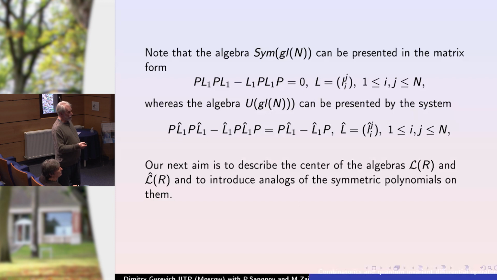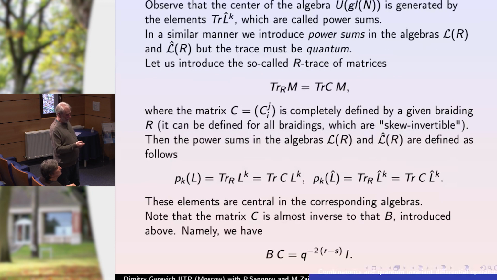Okay, so I say once more that these two algebras are analogs of these two algebras. But now our next aim is to introduce an analog of symmetric polynomials in these two algebras. It is not so easy to do. But in principle, if we know what is a Q analog, quantum analog of the trace, the R trace, I call the R trace of any matrix M. It is just the usual trace, but here appears the matrix C. The matrix C is completely defined by R. So how is it possible to construct the matrix C if we have R? It is not so easy to explain. But what we need is the property of this trace.